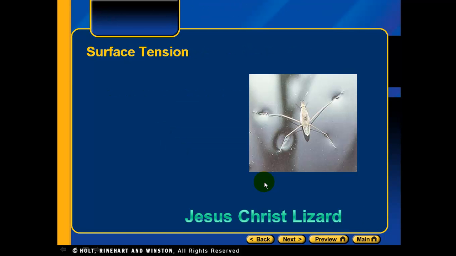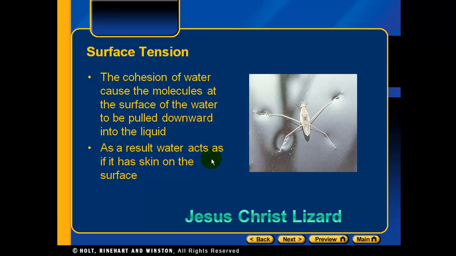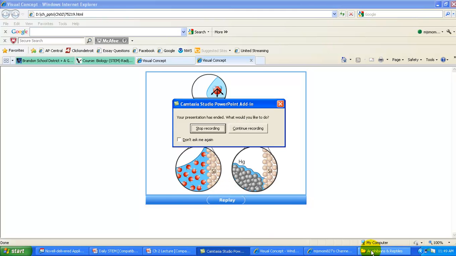Okay, the next property of water is surface tension. Surface tension is caused by cohesion. The cohesion of water causes the molecules at the surface of the water to be pulled downward into the liquid. As a result, water acts as if it has skin on the surface, and it allows small insects or lizards, actually, to be able to walk across the water. So we're going to watch a clip of the Jesus Christ lizard.